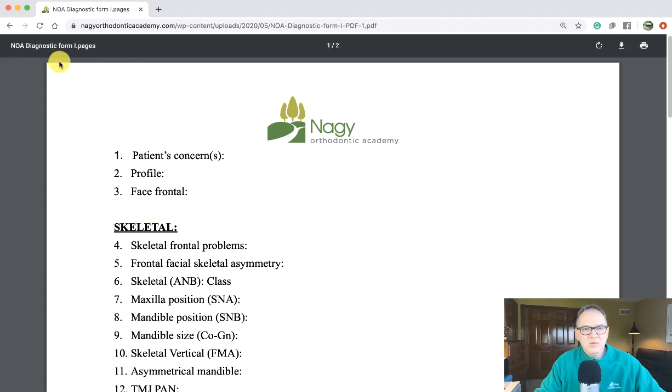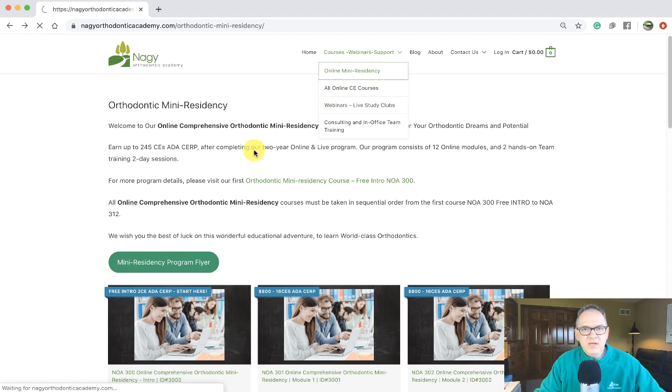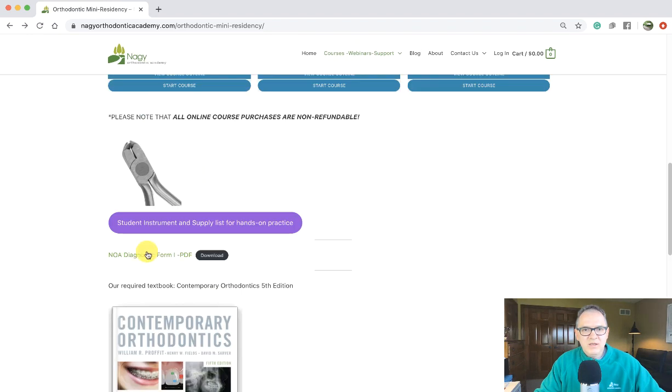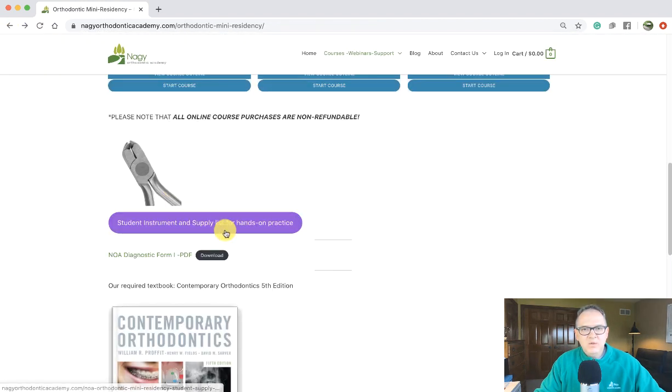So again, you can get to this form by going to the Mini-Residency page, and then you can just scroll down, and there's a link here. All you have to do is click this diagnostic form, and then it will open up in a PDF, okay? So that's one of our diagnostic forms.